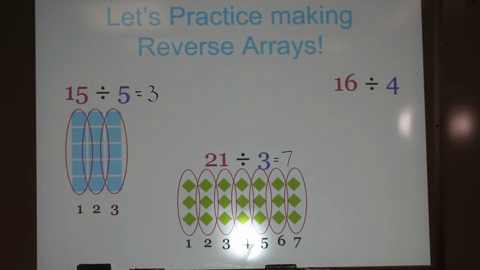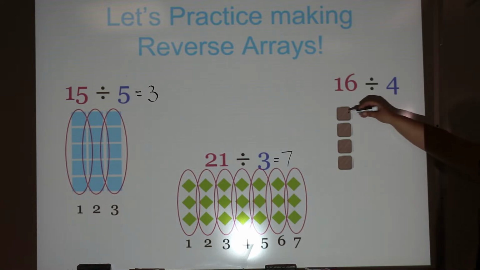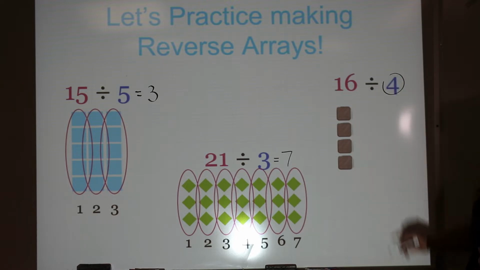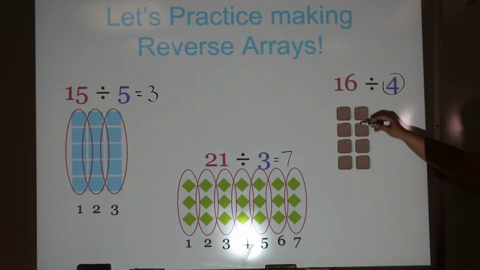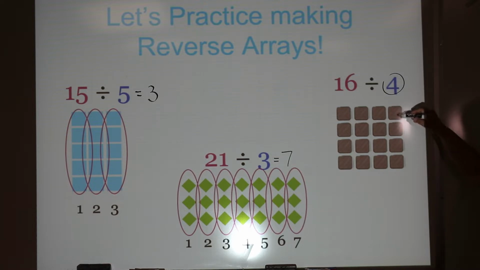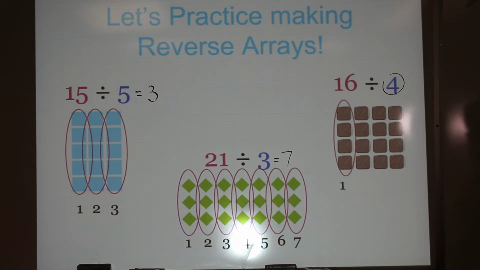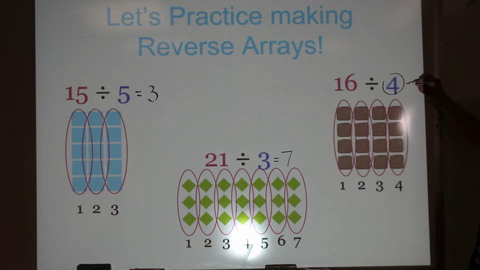16 divided by 4. I have 1, 2, 3, 4. Remember, you take this number and that's how many you're going to do. 5, 6, 7, 8, 9, 10, 11, 12, 13, 14, 15, 16. I'm done. Now I'm going to count how many columns I have. 1, 2, 3, 4. So 16 divided by 4 equals 4.